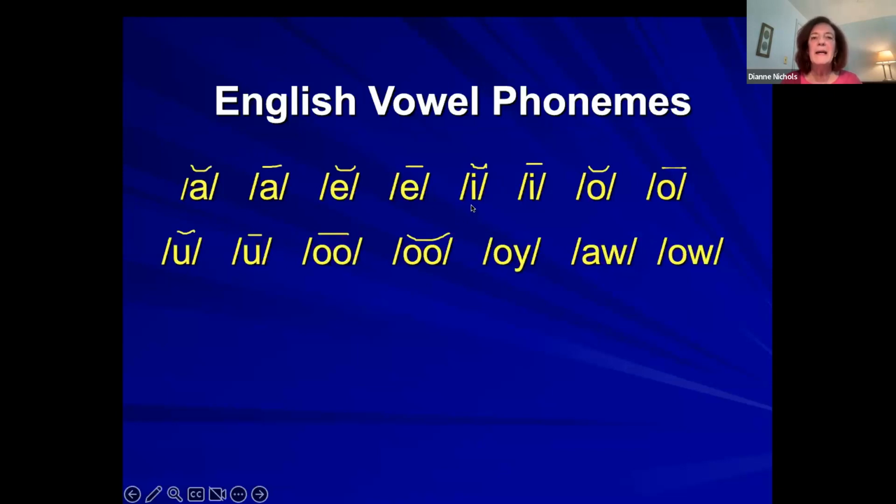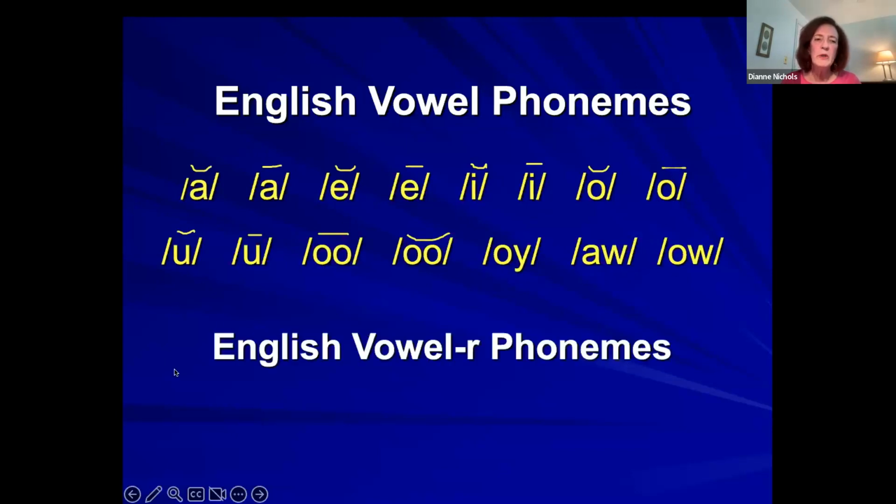So we have a, e, i, o, u, oi, aw, and ow. We also have English vowel R phonemes. These 3 sounds combine a slightly distorted vowel sound with a consonant R sound.